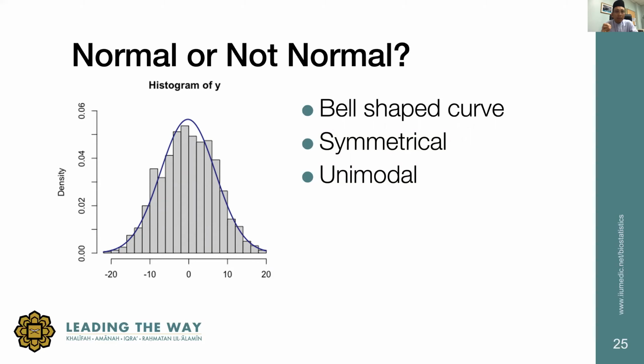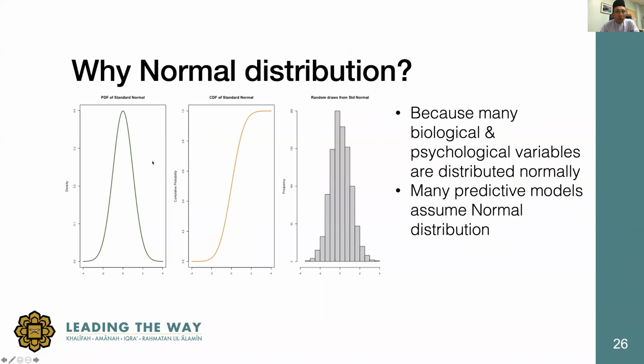This is not a symptom. Normal or not normal distribution. Normal is a noun. The other name is Gaussian distribution. Who discovered it? W.S. Gossett discovered this one. The characteristic of the normal distribution is that it must be a bell-shaped curve, symmetrical, and unimodal, like this one. Why normal distribution? Because many biological and psychological variables are distributed normally, so many. This is the line curve, this is the histogram, this is the CDF. This is quite similar to the normal distribution. So that's the characteristic of normal distribution.